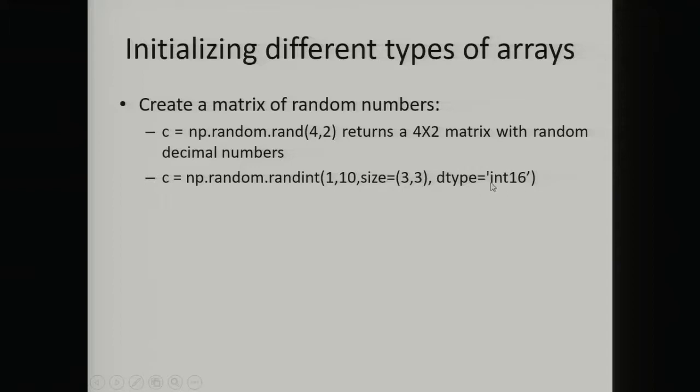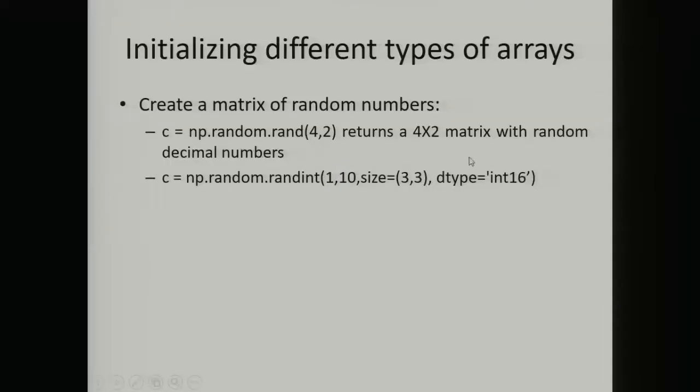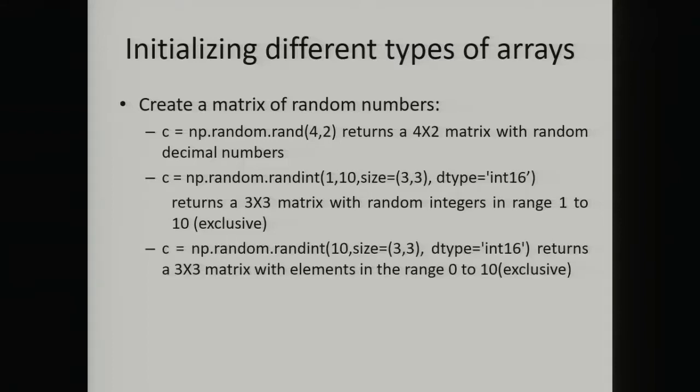And of course you can also specify the data type, comma dtype equals int16. The dtype of A is by default int32. You can also specify the fourth parameter as dtype, specifying the type of each element. So this obviously returns a 3 by 3 matrix with random integers in the range 1 to 10, 10 not included. Whereas this will give me a 3 by 3 matrix with elements in the range 0, because we did not specify the start value, we just specified the stop value, whereas here it was start, stop. So stop value is 10, so it will pick elements in the range 0 to 9, that is 10 excluded.